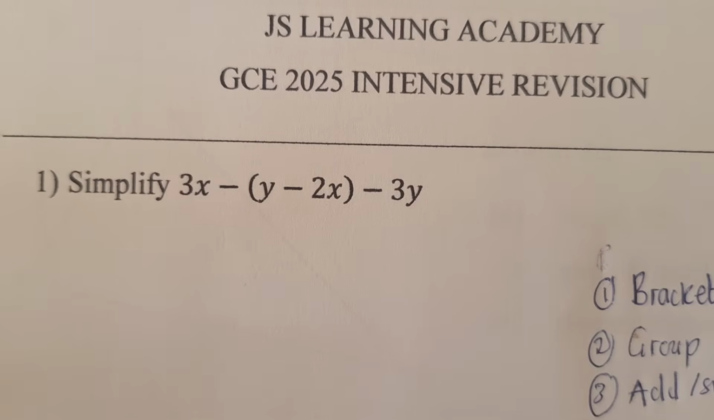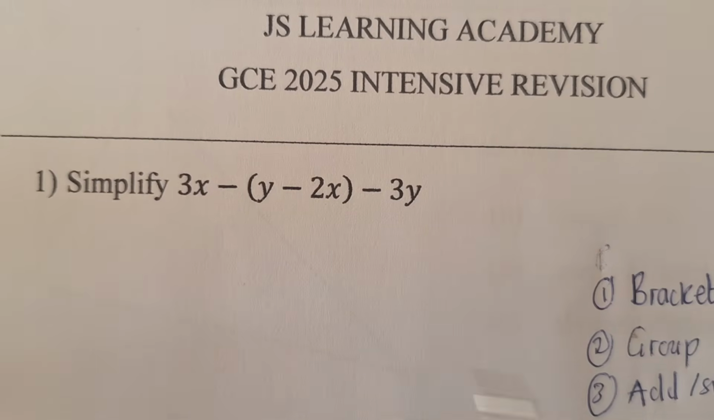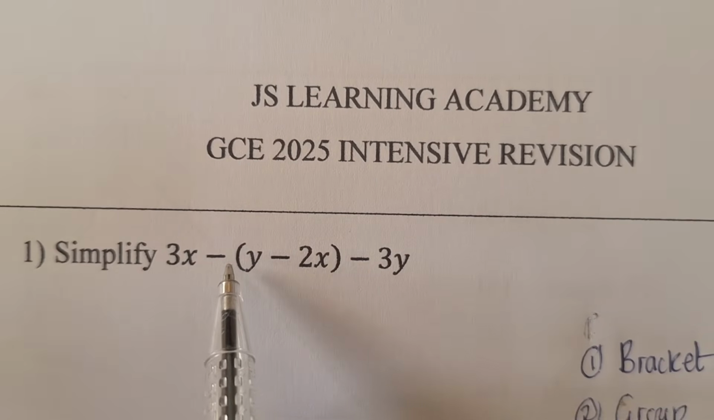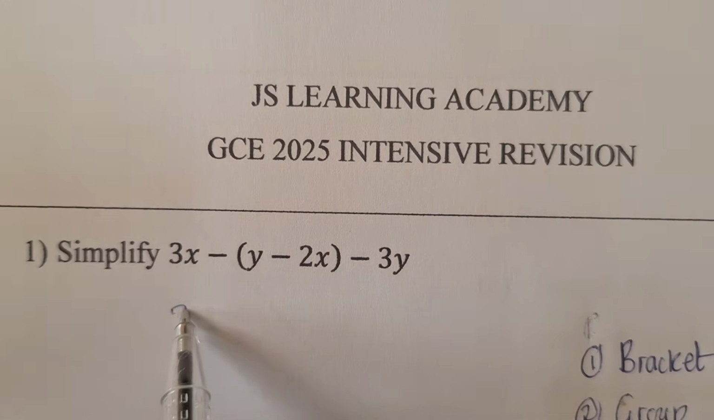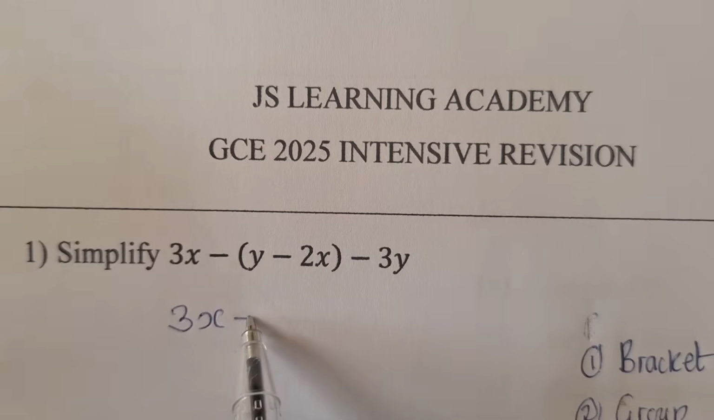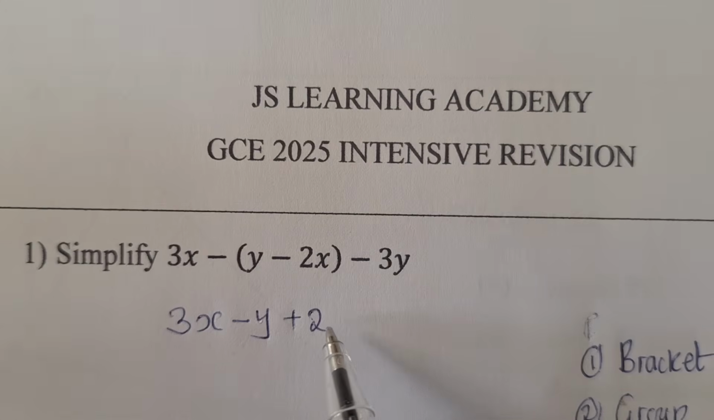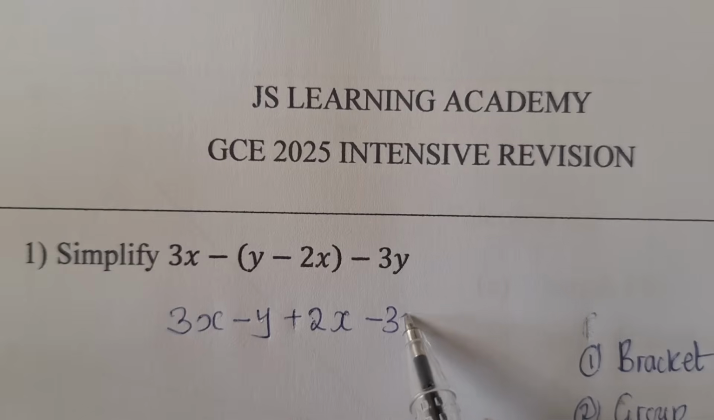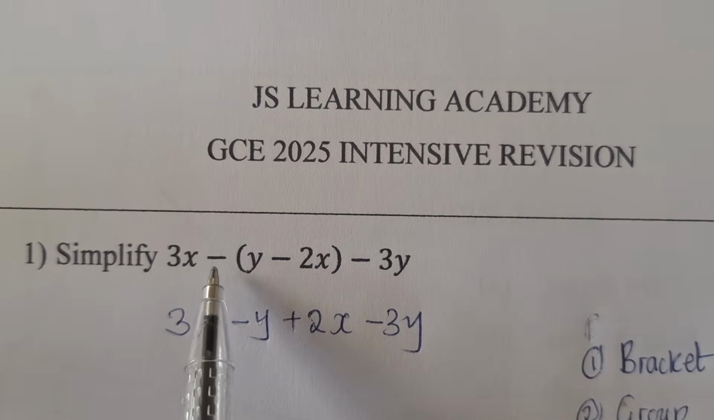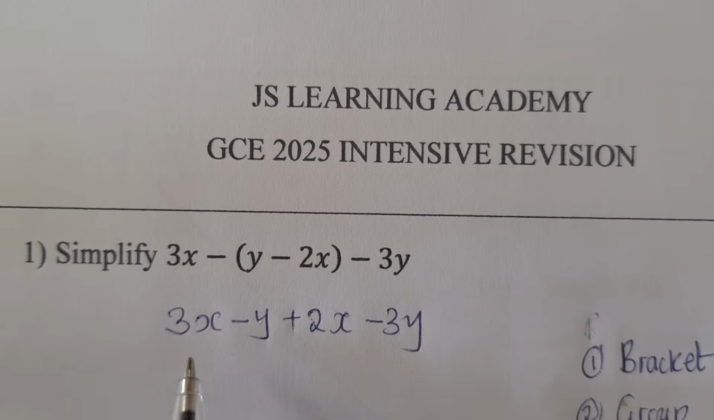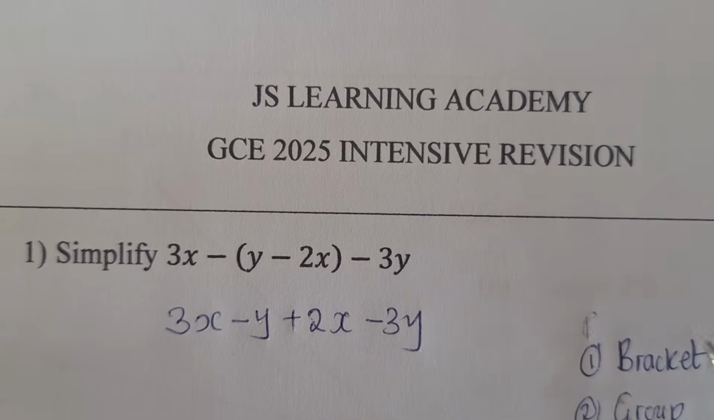So let's look at this. Here they are saying simplify. So without wasting our time, we'll check what is in front of the brackets. So we shall say 3x minus y plus, you can see that plus a 2x minus 3y. So just multiply negative by y. It's a negative. Negative by negative will give us a positive. And then the 2x will come here. So we've done step 1.